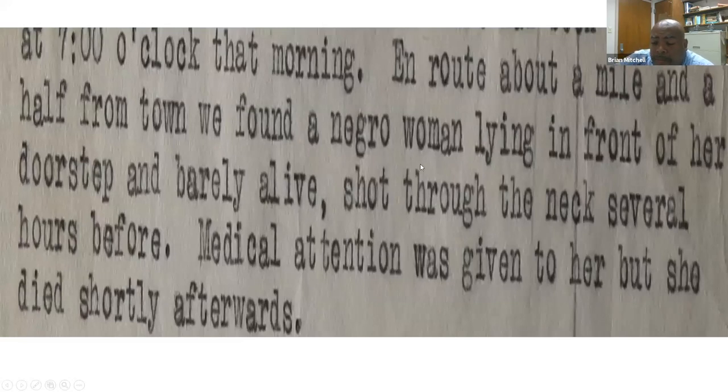The first black image, the first dead person that the military will see, and they will run into shortly after arriving. They heard that there was a skirmish outside of town, and they made their way to a collection of sharecroppers' shacks. And outside of one of these shacks, they found a woman lying there. She was barely alive, shot through the throat. And they were not able to save her.